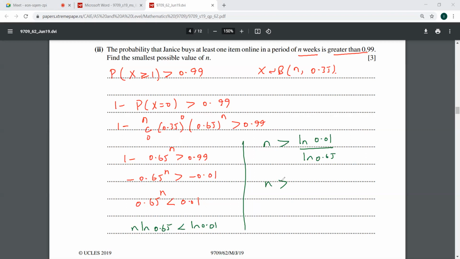ln 0.01 divided by ln 0.65. This is 10.69. And we have to find the smallest possible value. So n is going to be 11. That is the answer to this question.